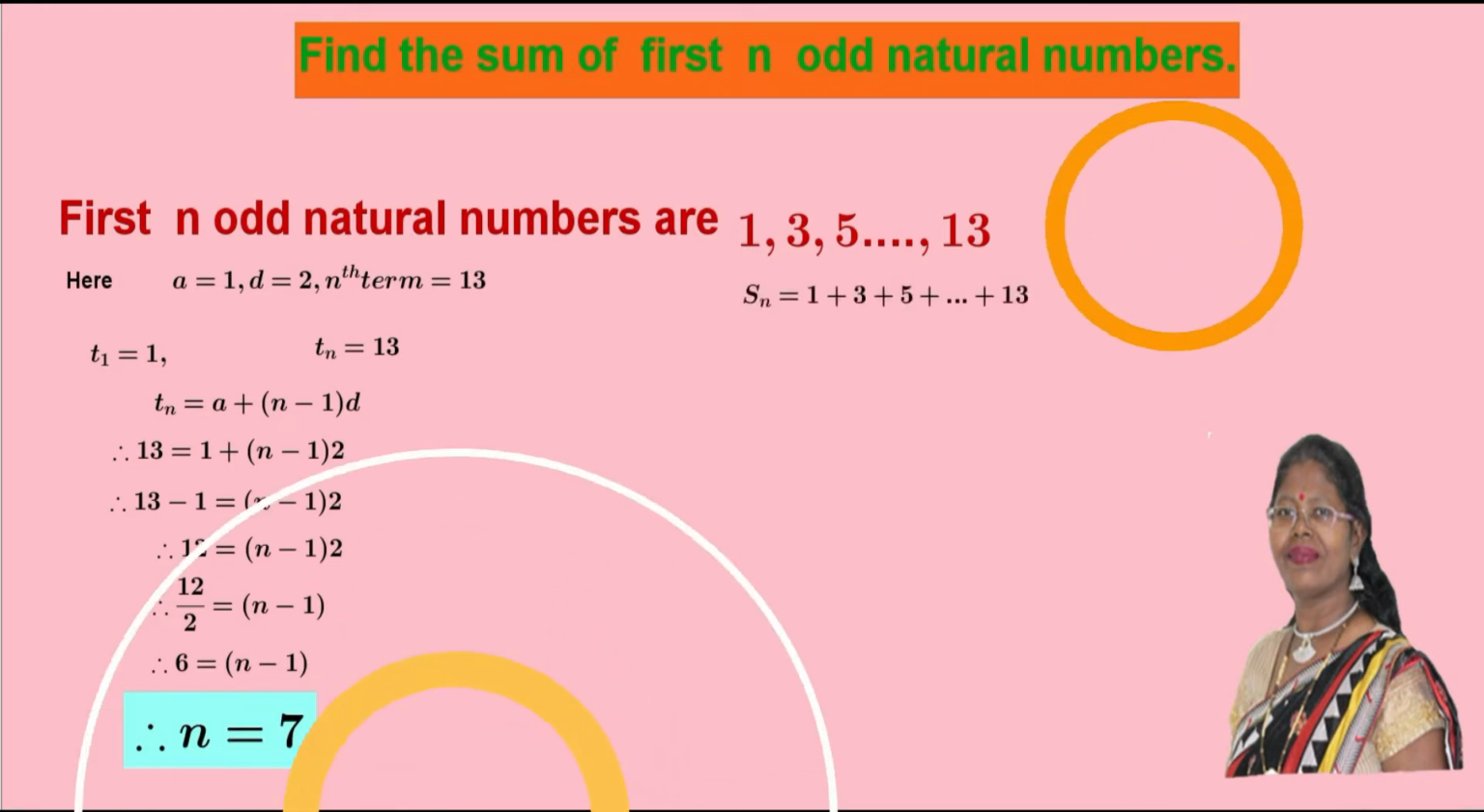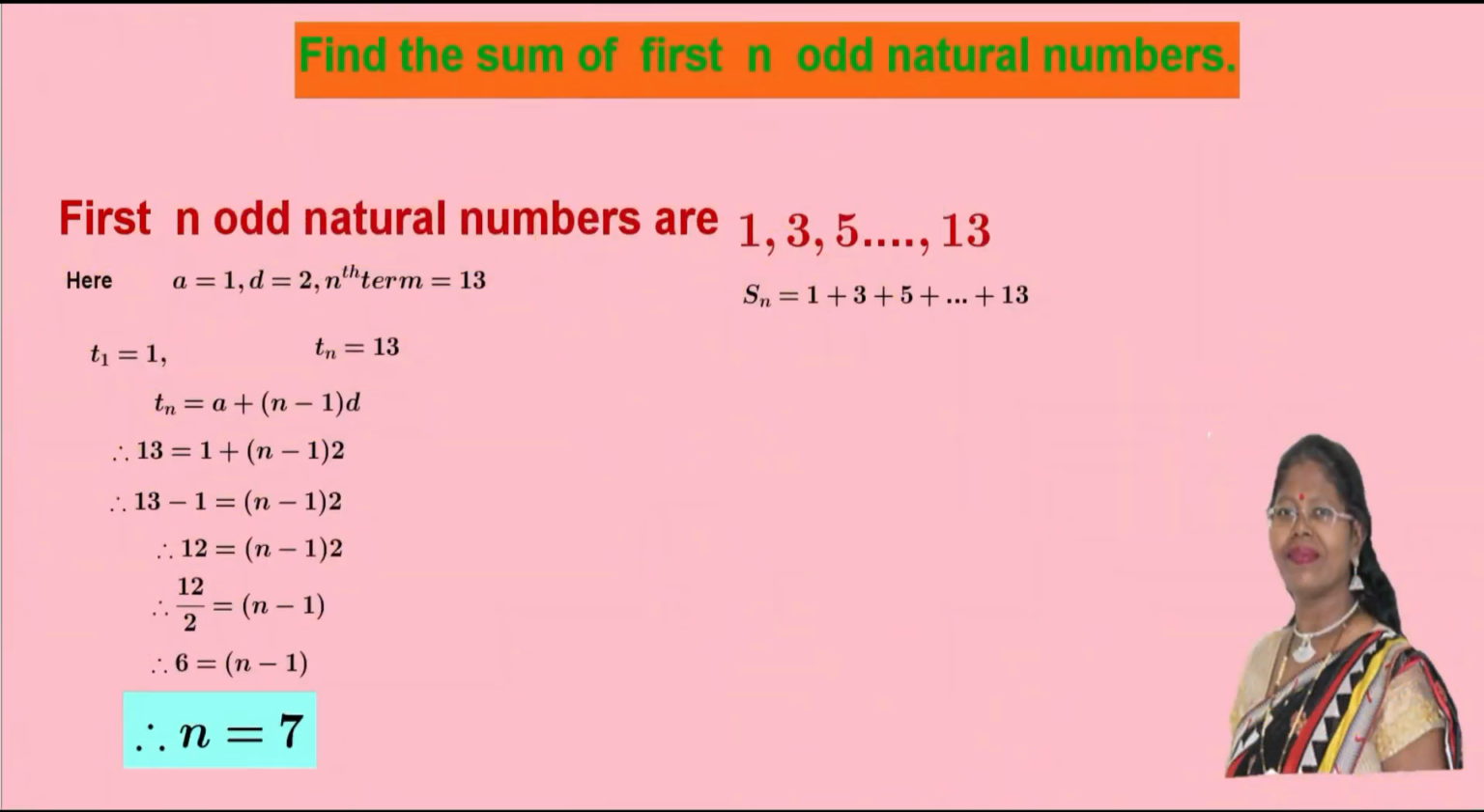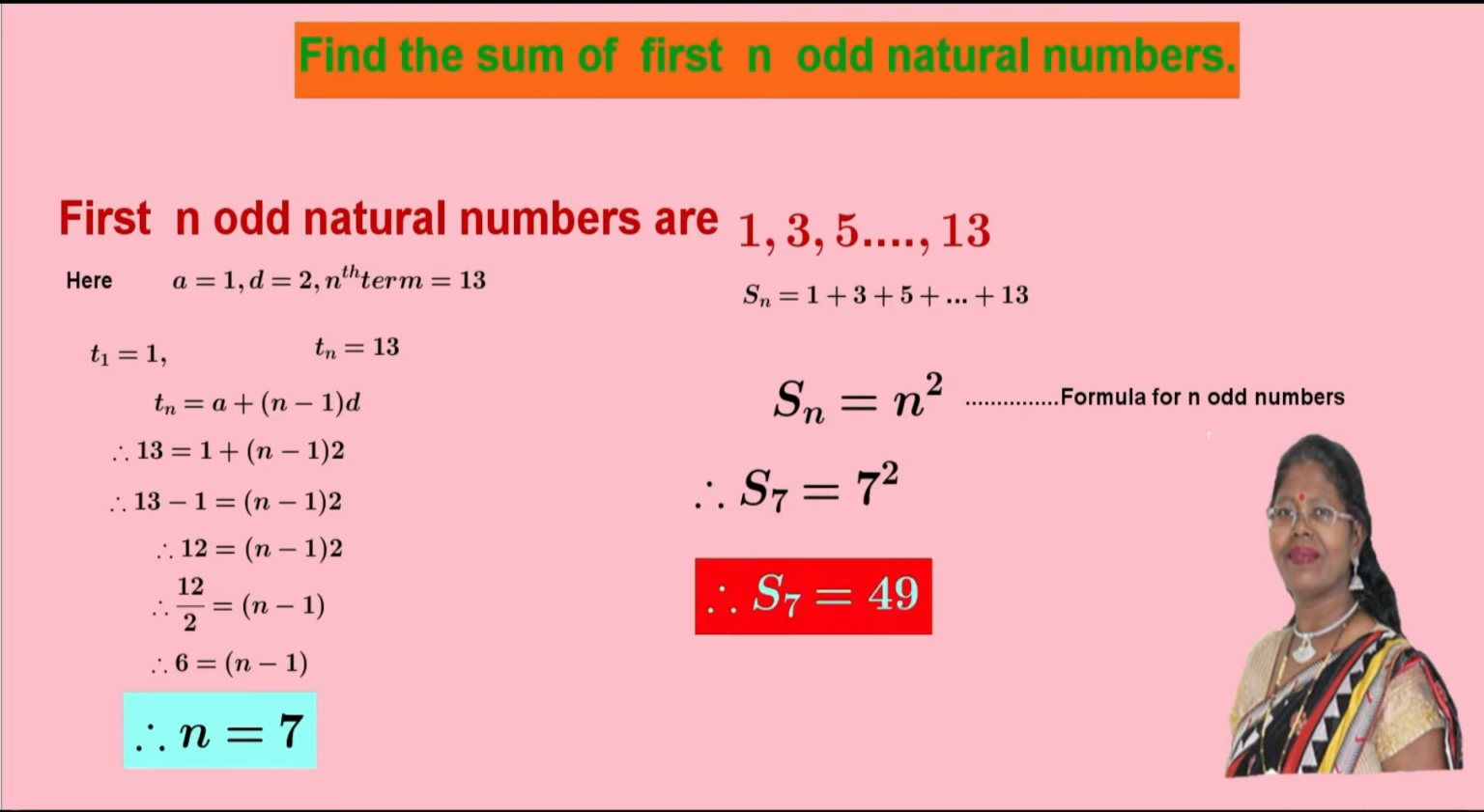To find the sum of first 7 numbers, Sn is equal to 1 plus 3 plus 5 up to 13 serially. Therefore the formula of Sn is equal to n square, the formula for n odd numbers. Putting the values, S7 is equal to 7 square. You know the square of 7 is 49. Therefore S7 is equal to 49.